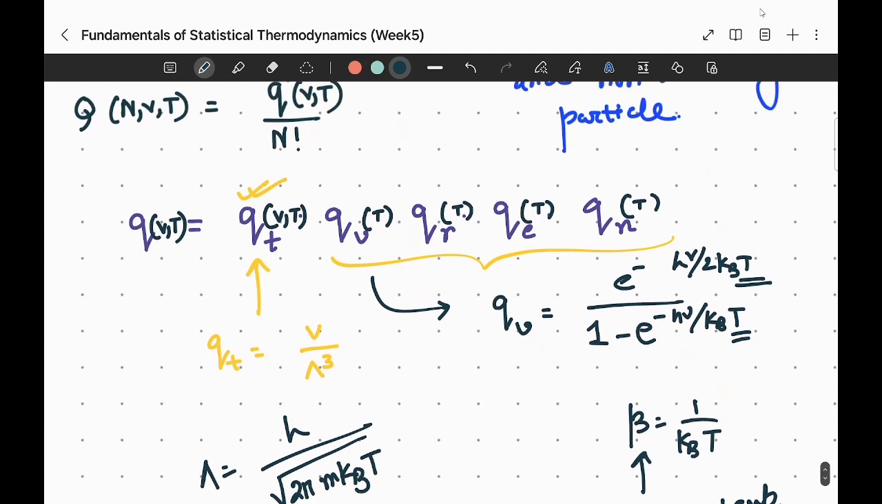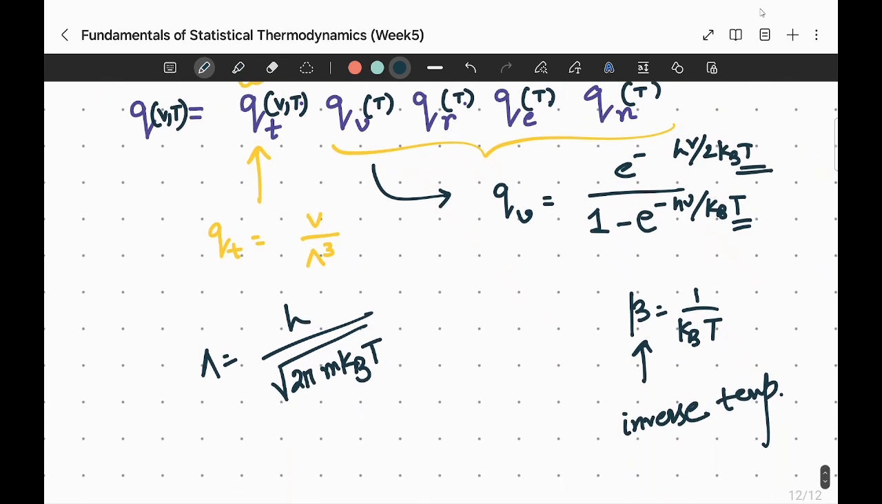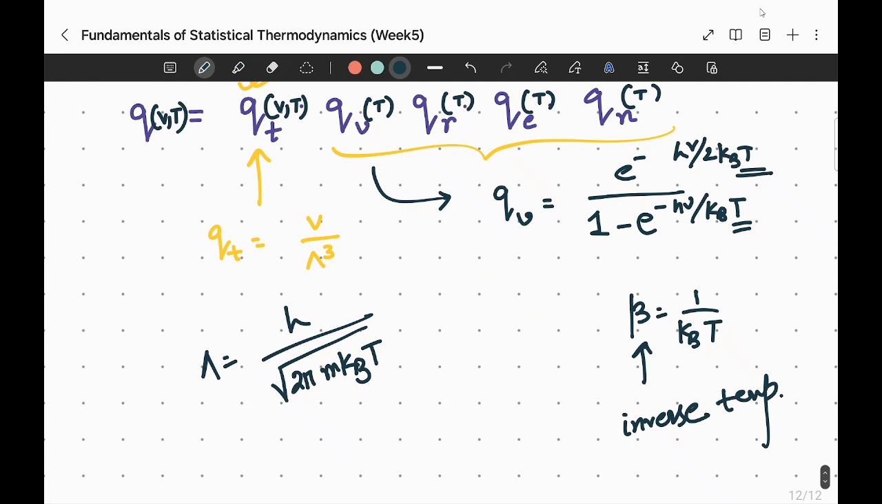And that is the reason I said that Qt is an extensive property. But the other partition functions are not extensive properties. They are all intensive properties. But Q translational is an extensive property, because it depends on volume. What was the definition of extensive properties? Those which depend on the quantity. Quantity means volume or mass.